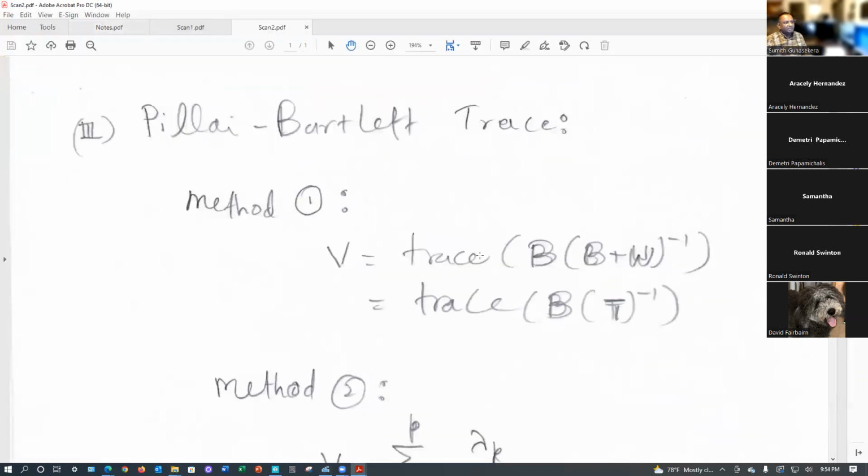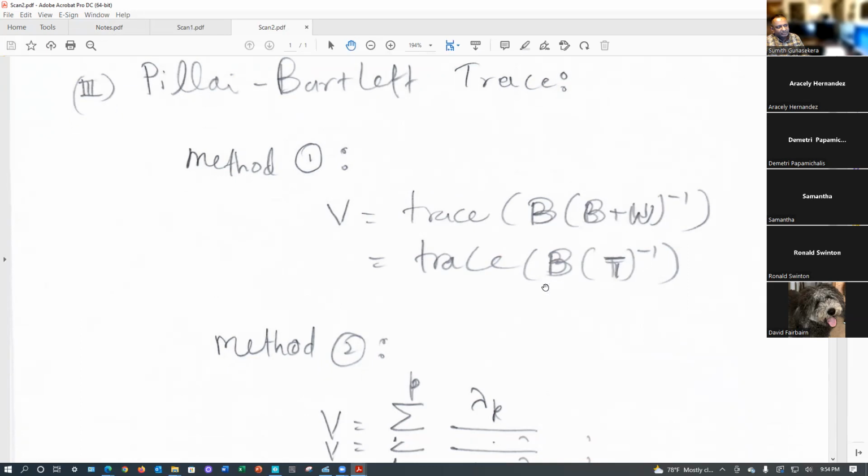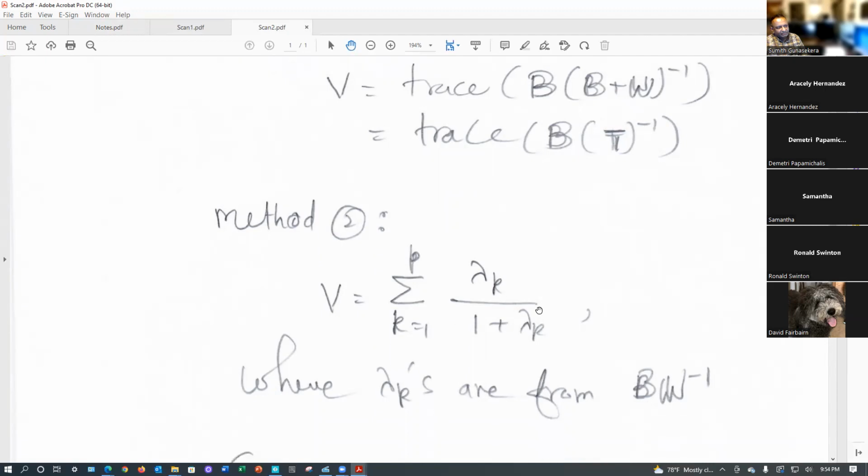Okay. The third one is the Pillai-Bartlett trace. That's given by, method 1, this one minus this one for total, and method 2, it can also be achieved by getting the eigenvalues and arranging them this way: each eigenvalue divided by 1 plus lambda k, with k going from 1 to p. All the lambda k's are from this B times W inverse.